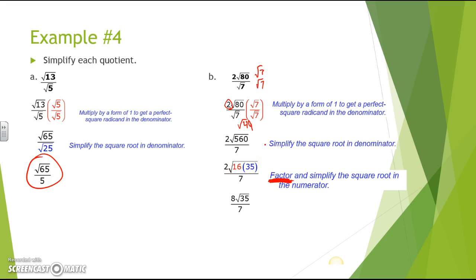Then we're going to simplify that down further. The square root of 16 gives me 4. So what you have outside the radical here is 2 times 4 times the square root of 35 over 7. Then you simplify it further. 2 times 4 gives me 8 times the square root of 35 over 7. And this would be my final answer for B.